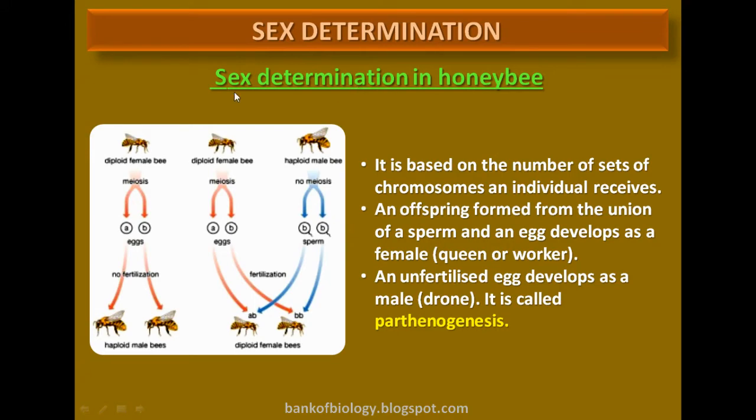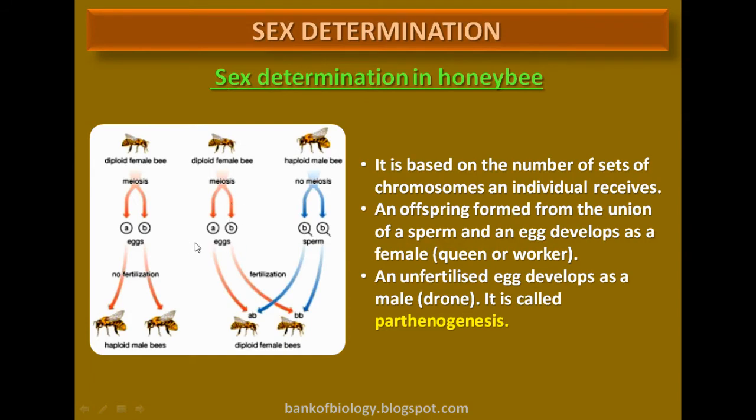Now, a very important topic: sex determination in honeybees. In honeybees, we have two types of individuals. Males are drones, and females are queens or workers. It is based on the number of sets of chromosomes an individual receives. An offspring which is formed from the union of a sperm and an egg, you see, this is female, this is male.